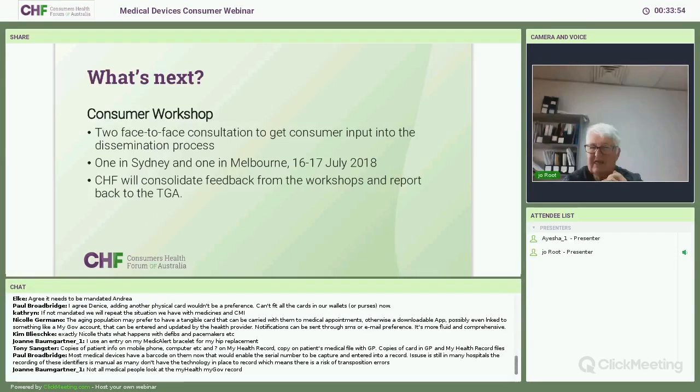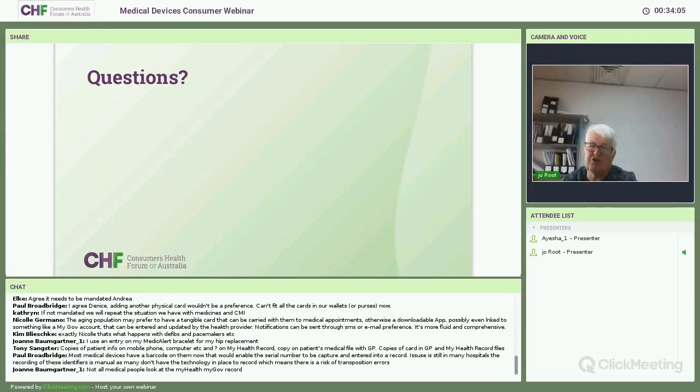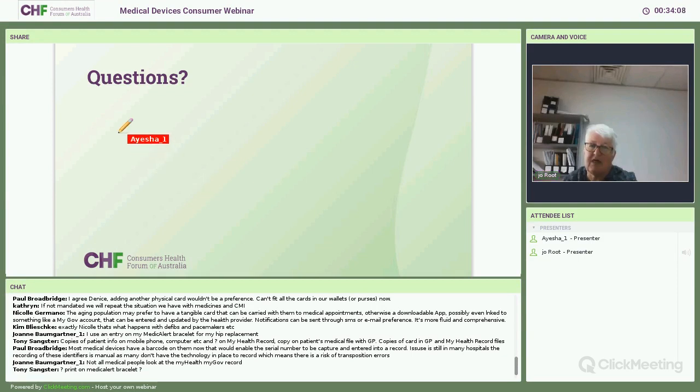So basically that's the information. You can find out more by going to the TGA website. If you've got specific issues, you can contact me, Jo Root, at CHF. Many of you have already got our email address, or you can send it to info@chf.org.au, but mine's j.root@chf.org.au, or we'll be putting more information up when we put the slides up.